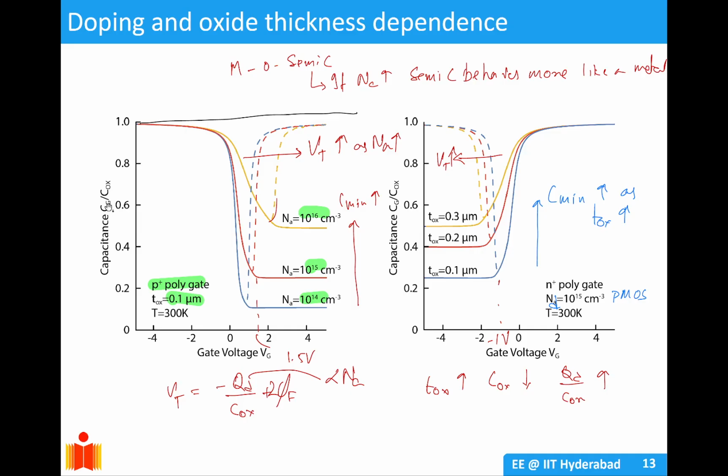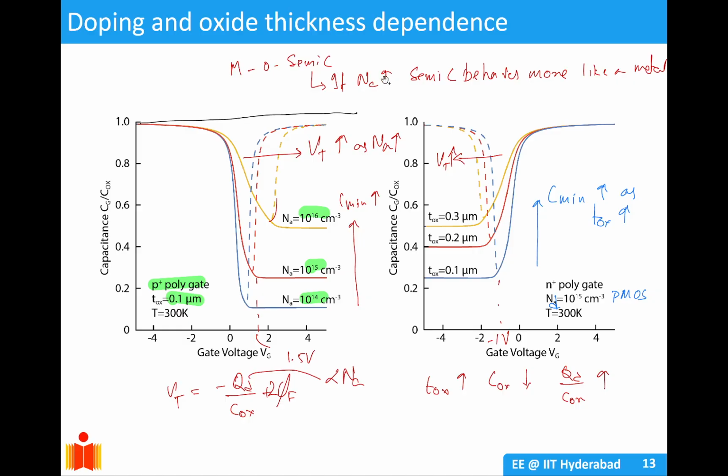So here you are seeing the capacitance in terms of C by COX. So hence you can see in terms of C by COX. So the changes in COX is not shown here. So you see, it is a metal oxide semiconductor.